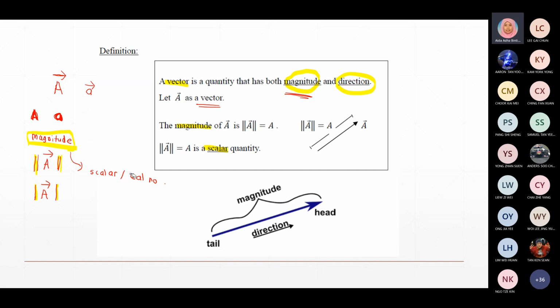So if I draw this, you can see here we have one vector. The vector must have a tail.